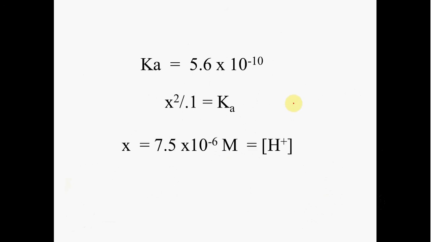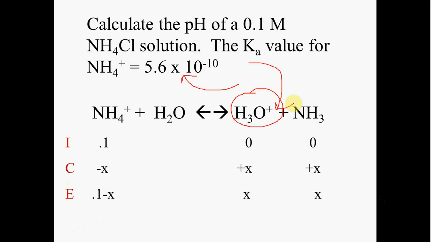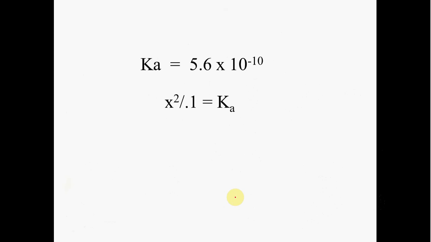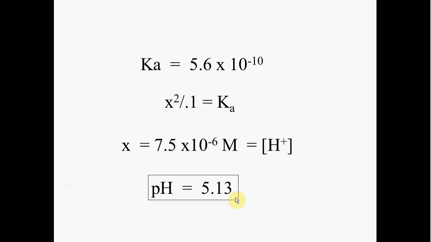When you find x, it is your H+. Look back at your reaction, the hydronium ion. That's what x is. So you simply take the negative log of that to get the pH, and it should be slightly less than 7. So you've got an acidic salt forming an acidic pH.